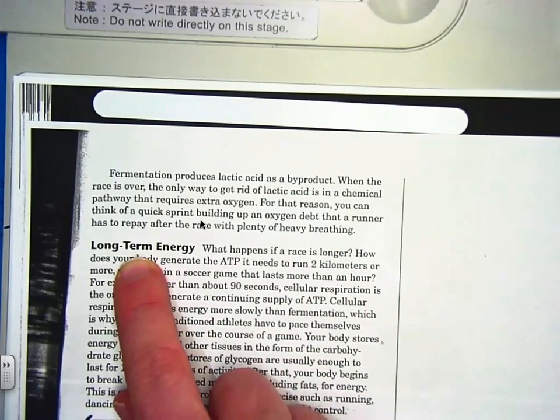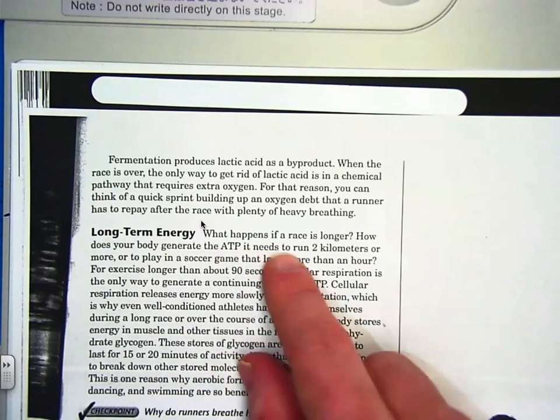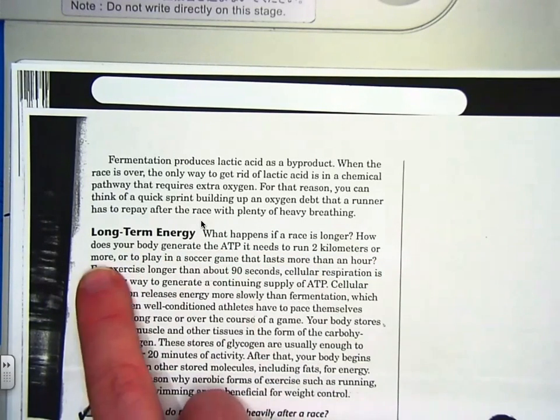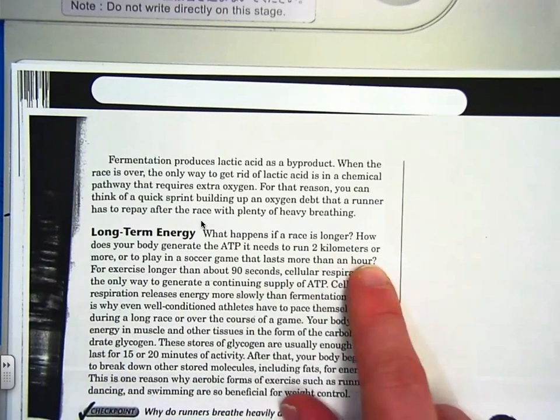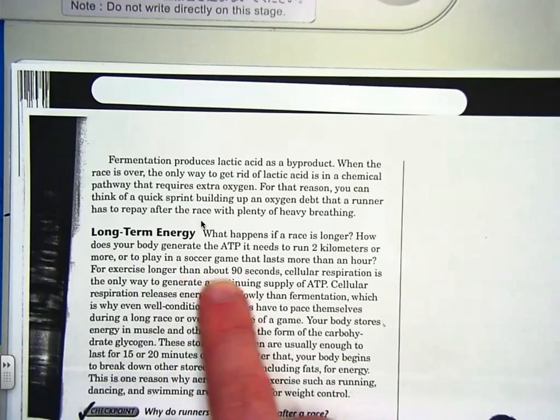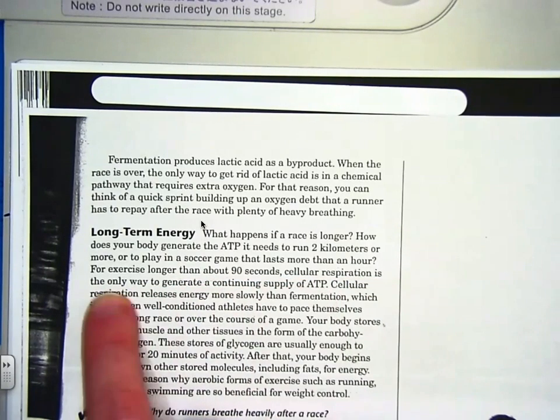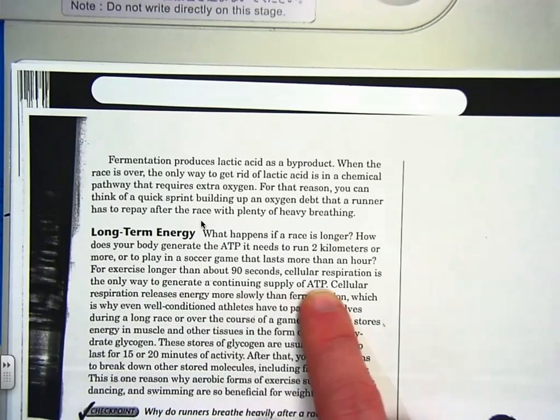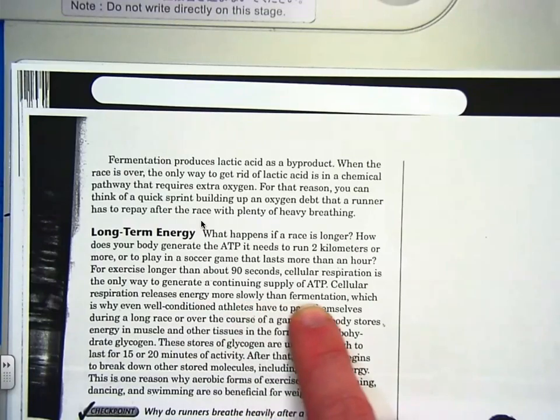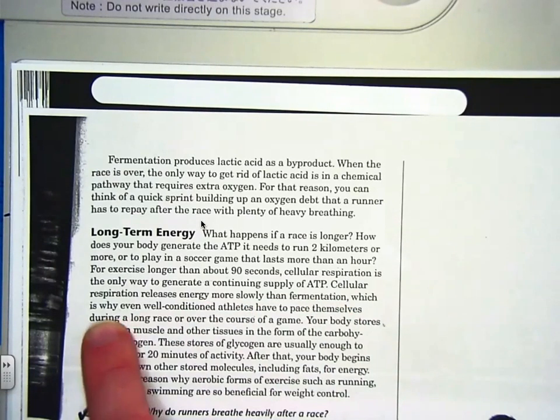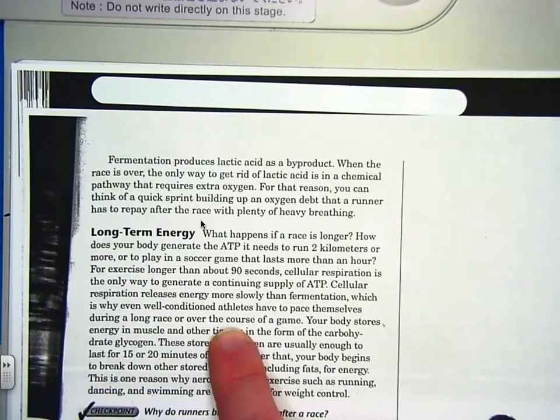Long-term energy. What happens if the race is longer? How does your body generate the ATP it needs to run a 2-kilometer or more race, or to play in a soccer game that lasts more than an hour? For exercise longer than 90 seconds, cellular respiration is the only way to generate a continuing supply of ATP. Cellular respiration releases energy more slowly than fermentation, which is why even well-conditioned athletes have to pace themselves during a long race or over the course of a game.